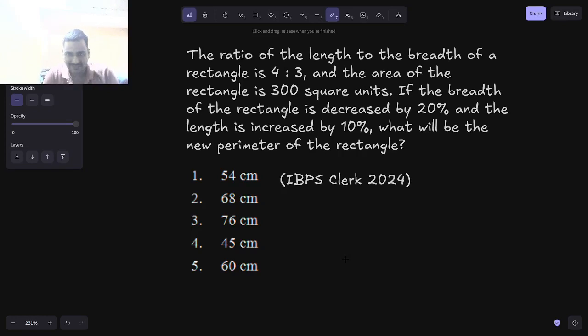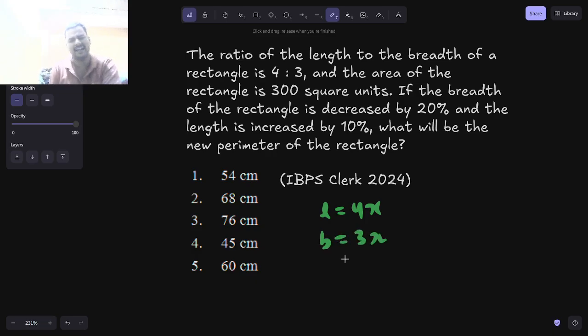Hello everyone, let's solve a question from mensuration. The ratio of length to breadth of a rectangle is 4:3, and the area of the rectangle is 300 square units. Time to calculate now. So let the length be 4x, breadth be 3x.